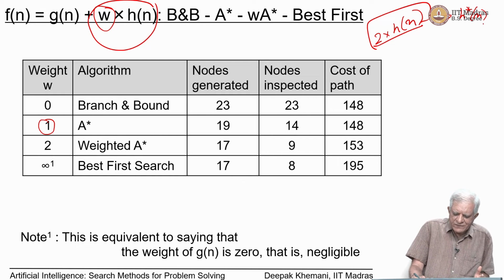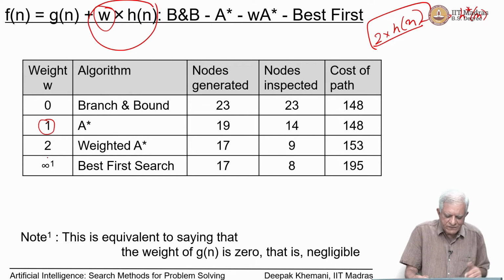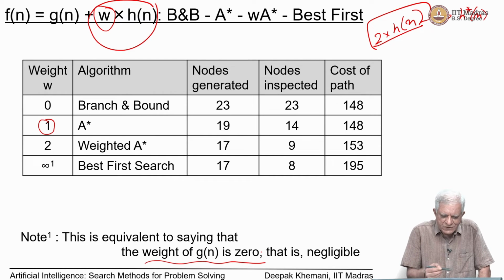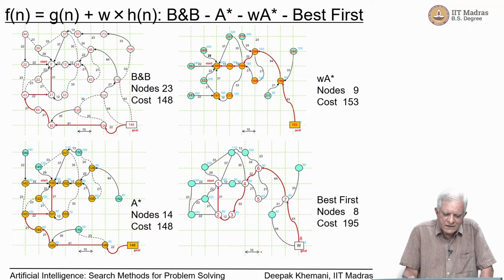The fastest algorithm was best first search, where, as we said, you can think of W as infinity, which is equivalent to saying that G of n is 0, because only h of n has a contribution. It saw only 8 nodes, but it found a much longer path of 193 length. So, these are the 4 algorithms and the search spaces that they have explored.